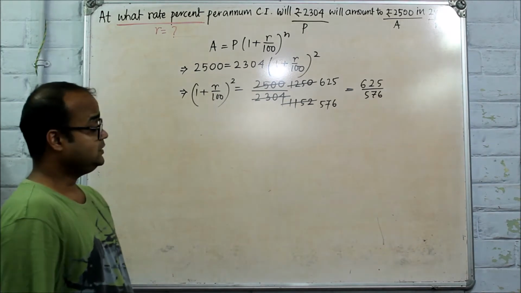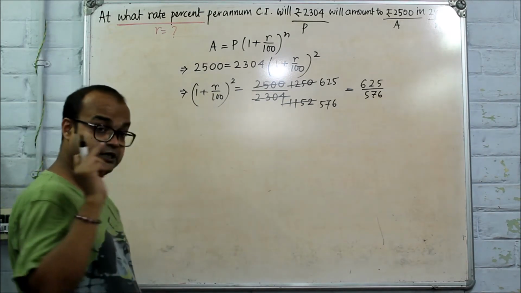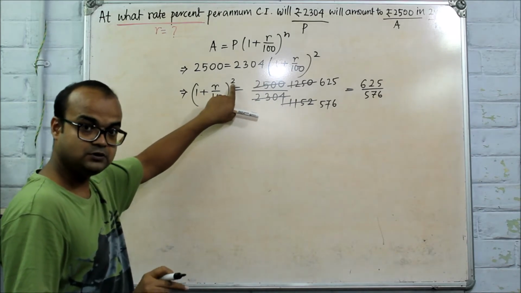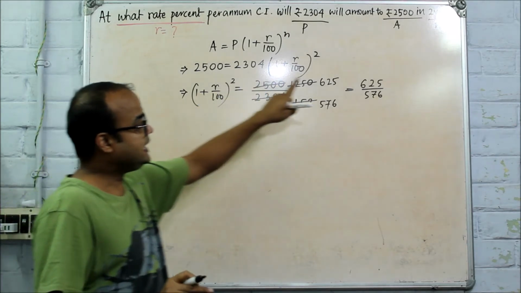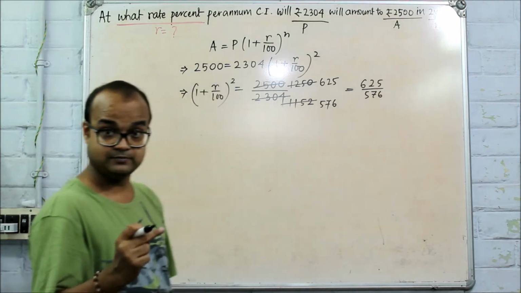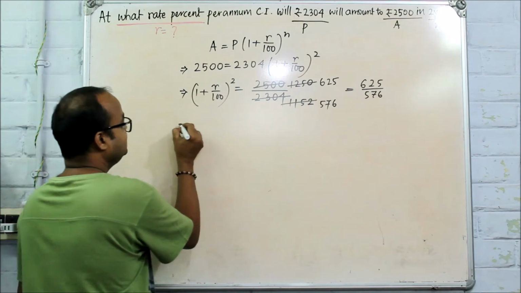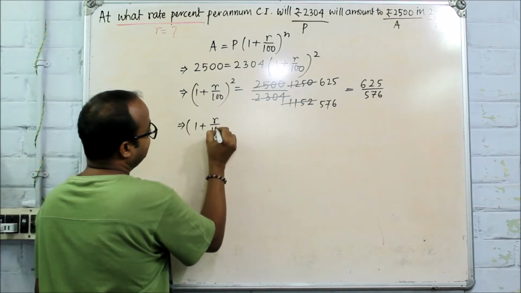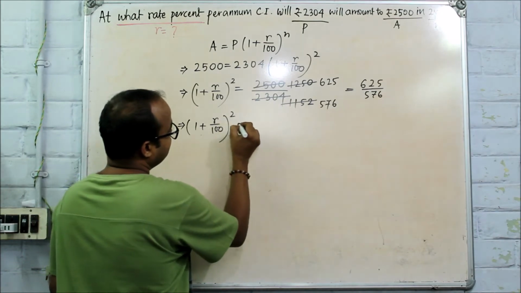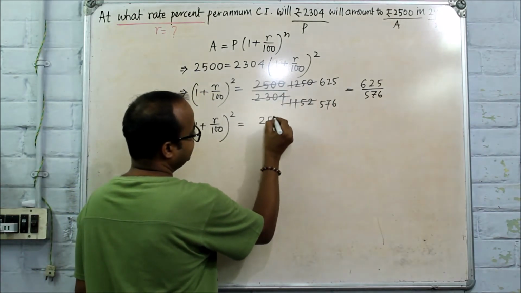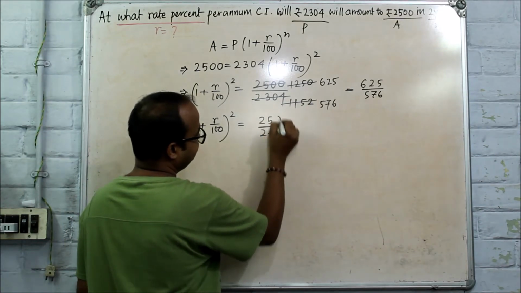Now look at this step very carefully. Here the power is 2, here the power is 2, and 625 is the square of 25. Clear? So 1 plus R by 100 square equals 625 by 576, we can write it as 25 by 24 square.